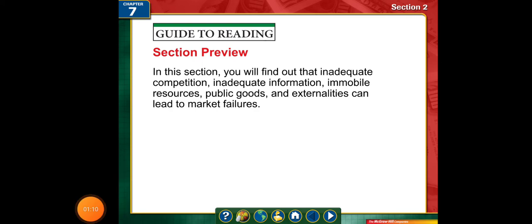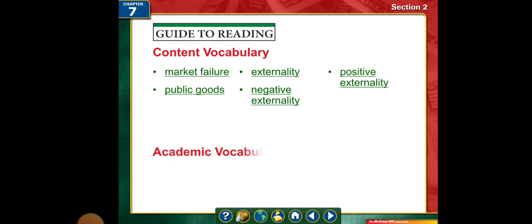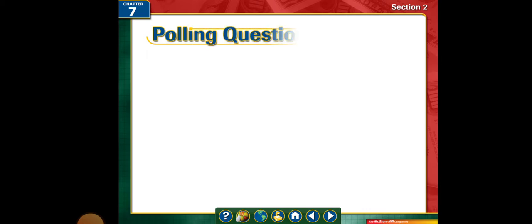In this section, we are going to find out that inadequate competition between the different producers, and because of inadequate or imperfect information, immobile resources, public goods, and externalities can lead to market failures. Important content vocab that we're going to use: externality, positive externality, negative externality, and also market failure, public goods.